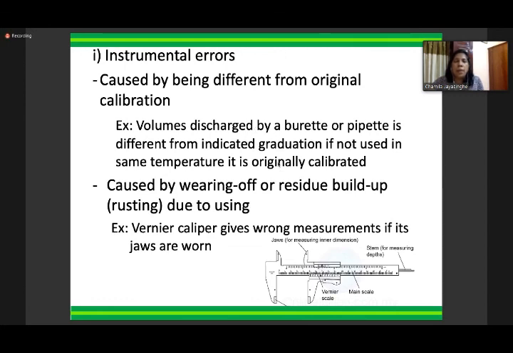So it can happen during calibration; they have to use a standard one, otherwise the calibration is done carelessly and that can happen. It is caused by wearing off, or residue build-up, or rusting due to use. Sometimes, as you have seen, due to rusting and corrosion, something like a vernier caliper cannot work smoothly. Due to rusting it may not work properly. So the wearing off.